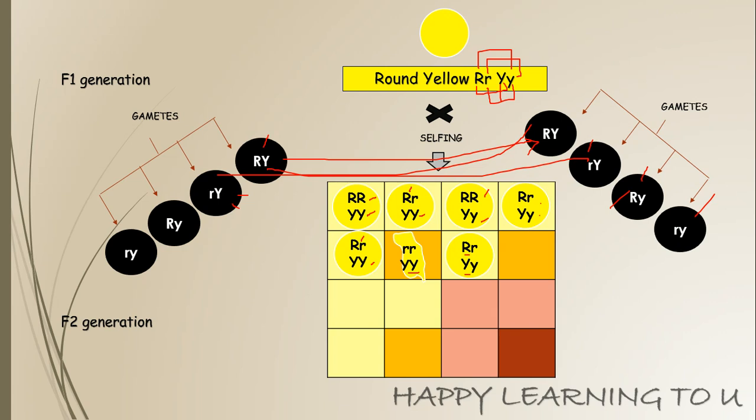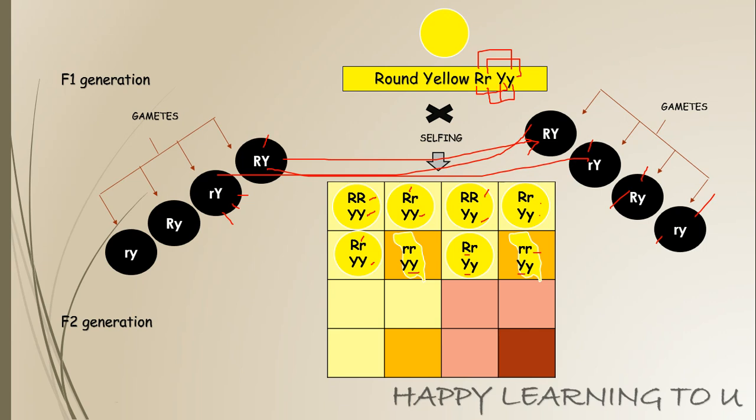And the last one, combination of this is with this. So what you have is small rr and a capital Y, small y. So small rr means it is wrinkled and capital Y is the dominant one. So you have again a yellow color.